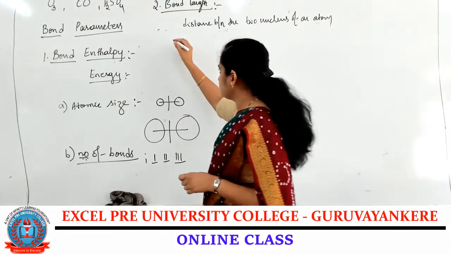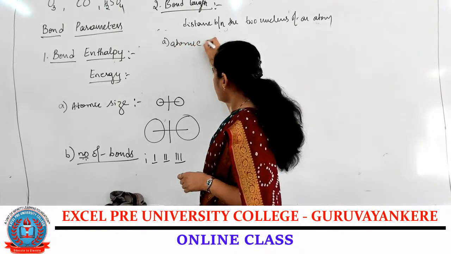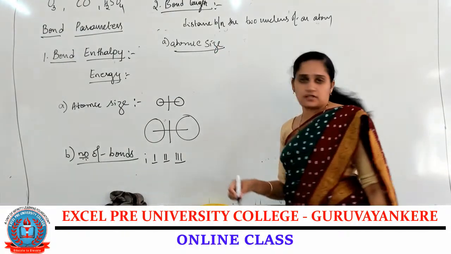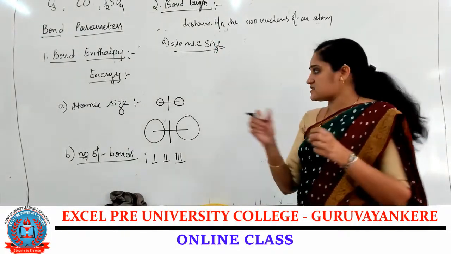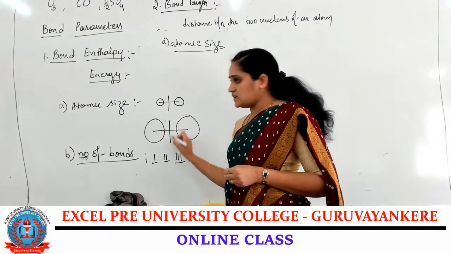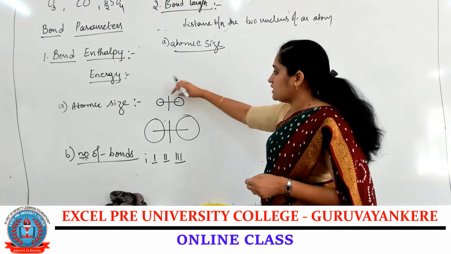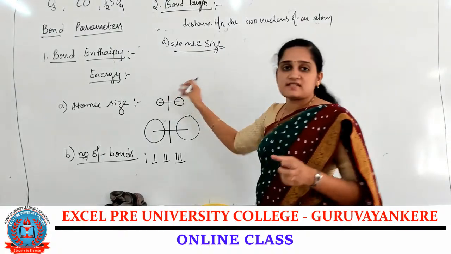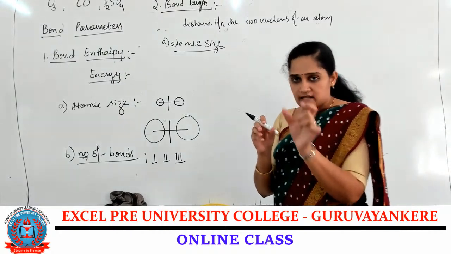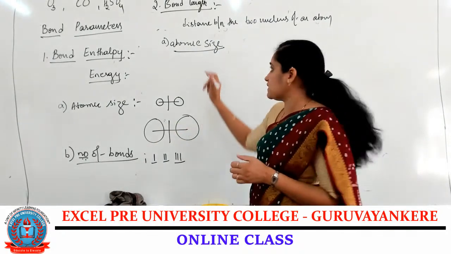And this bond length again depends upon the atomic size. Smaller the atomic size, smaller is the bond length. Bigger the atomic size, larger is the bond length. When the size of an atom is smaller, the bond length between the atoms is lesser. When the size of an atom is bigger, the bond length between the atoms is larger.